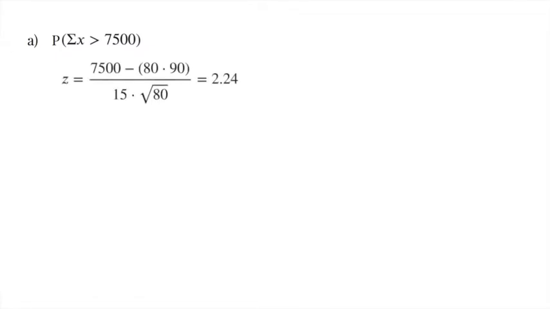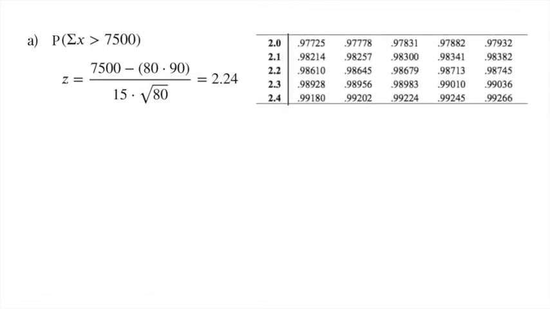So we apply our new z-score formula. 7,500 minus 80 times 90, where 80 is the sample size and 90 is the mean, divided by 15, the standard deviation, times the square root of 80, the sample size. This gives us a z-score of 2.24. Going to the table, we see that we have an area to the left of 0.98745. But again, this is a greater than question, so we don't want to use that number. That number is a less than answer. So to find the correct greater than answer, we do 1 minus that, and it gives us 0.01255.